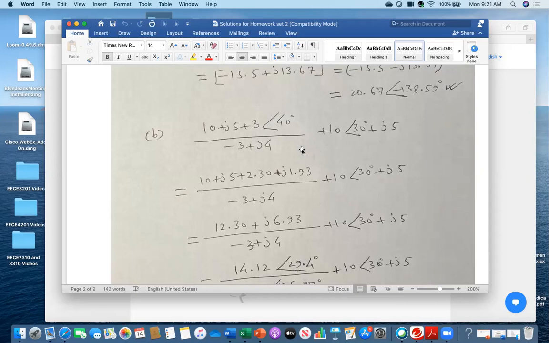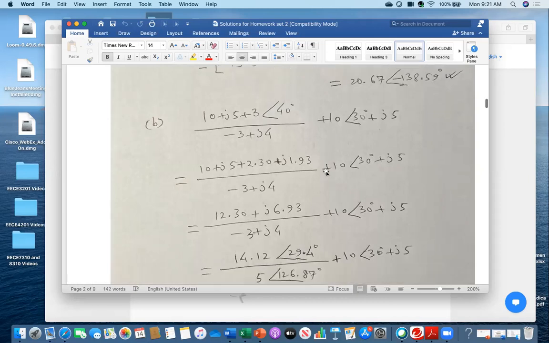So when using the calculator, please be careful. I am showing you the result step by step, how I did. The best thing to do is that you convert polar into rectangular when you are summing or subtracting. That is the best thing. So that's why, instead of converting this one into polar, I changed this one into rectangular, because then you can easily do it. So 10 plus 2.3, 12.3. And J5 plus J1, J6, 9.3.